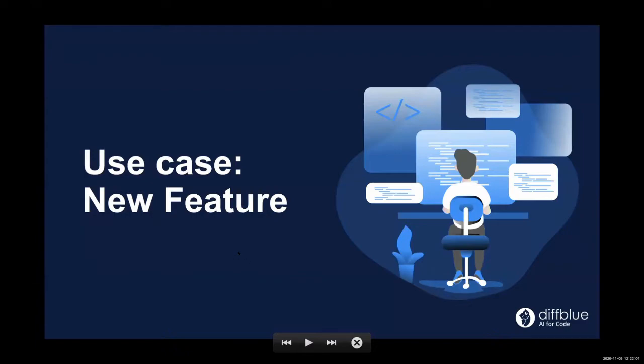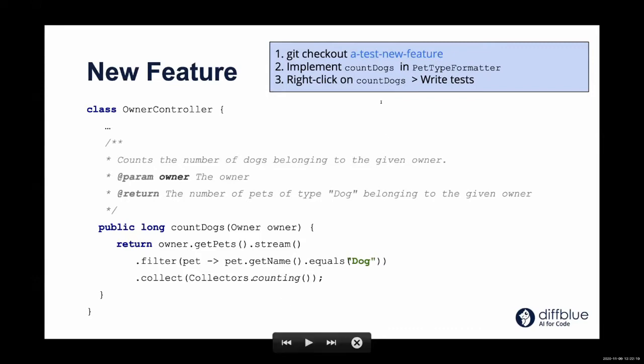So now we are going to implement a new feature. And so this is on the branch a test new feature. So I'm going to check out this branch. And here we are going to add a new method, count dogs, to the owner controller here. This is a bug here. This should be owner controller actually.